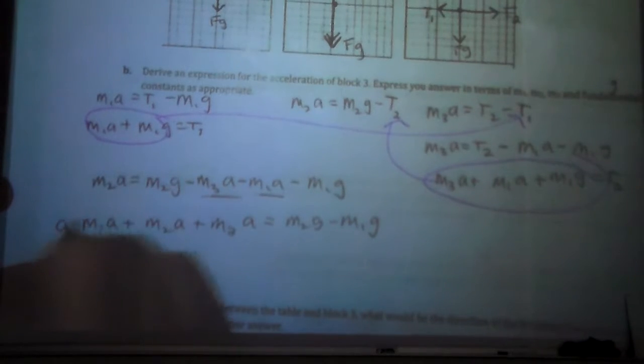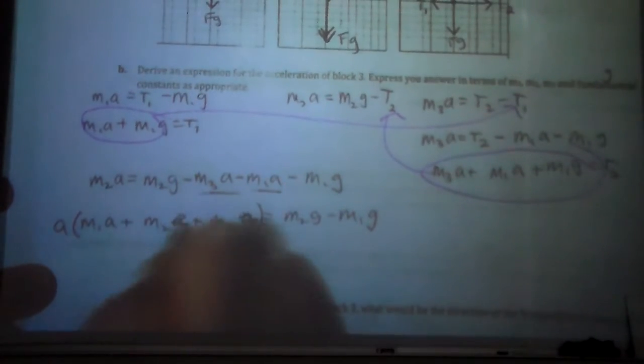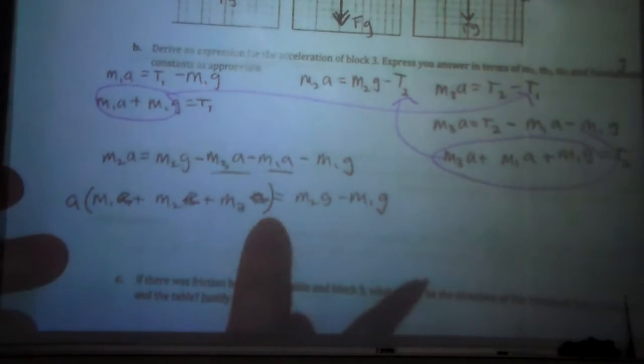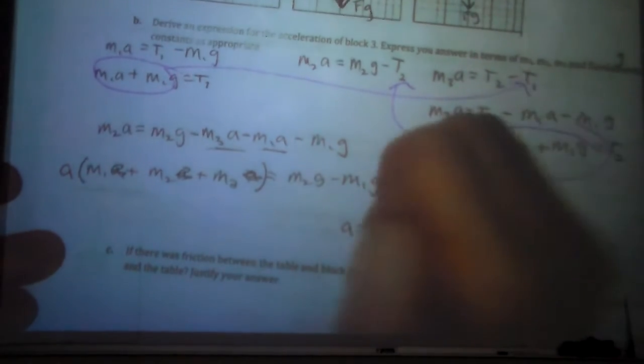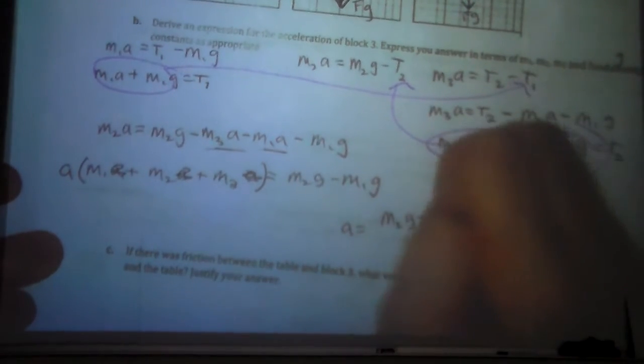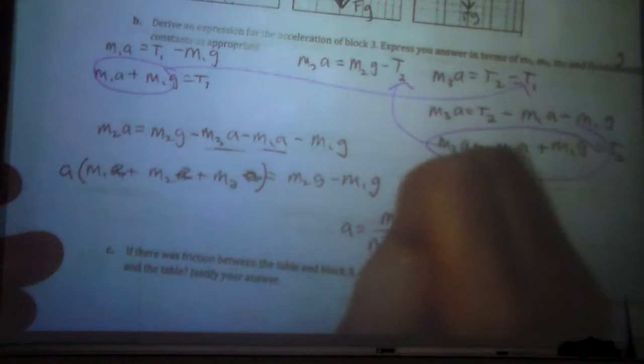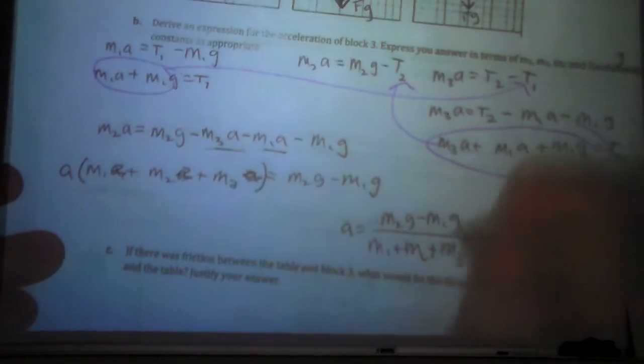Now I'm going to factor out an A, so I've pulled out the A, and now I just divide by this term. So A is the M2G minus M1G over all your masses.